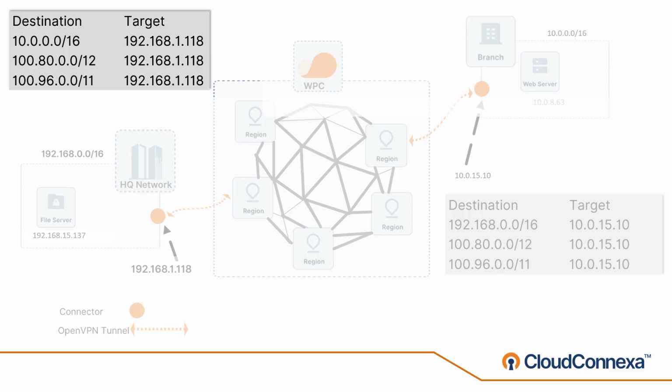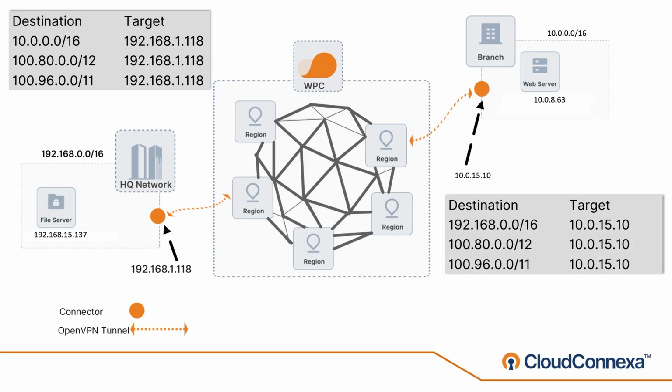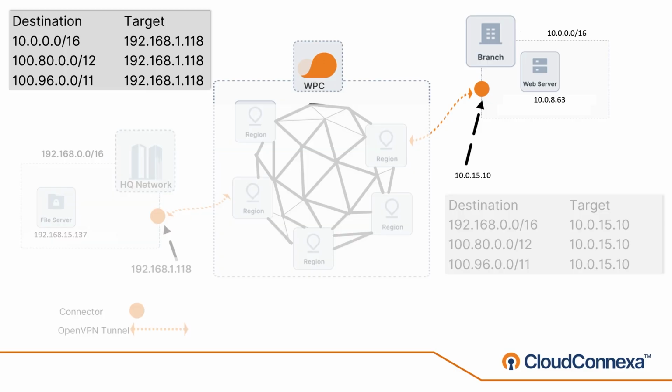Then the connector works like a software router. It takes that packet and routes it to CloudConnexa over the VPN tunnel. When the connector originally established the VPN tunnel, it was automatically pushed the route to the 10.0 subnet. So it knows that anything in that range should go through the tunnel. Once the packet reaches CloudConnexa, CloudConnexa looks at its configuration and sees there is an IP service that includes the 10.0 subnet. That IP service tells CloudConnexa that traffic for that range should go to the branch network's connector.